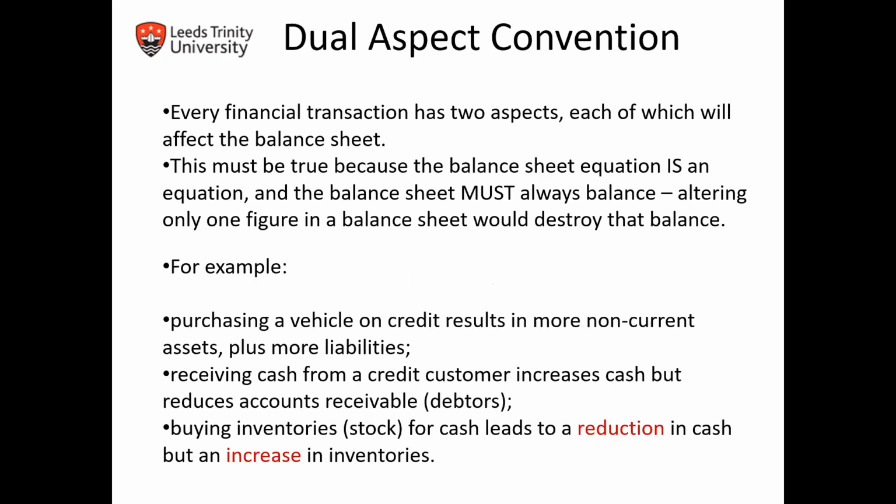Dual aspect convention. Every financial transaction has two aspects, each of which will affect the balance sheet. So each transaction that occurred affects two accounts of the statement of financial position or balance sheet.